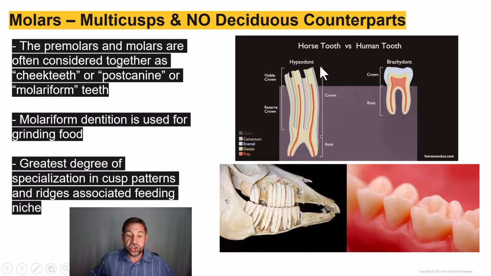Herbivores, which consume highly abrasive forage that contains lots of silica, so it's really hard on the teeth, like this horse, they are going to have very high crowns. They're called hypsodont. So hypsodont means high crowned. And you can see that those high crowns are deeply embedded in the horse's jaw. Over here in the omnivores, the crown is considerably smaller. This is referred to as brachiodont dentition.